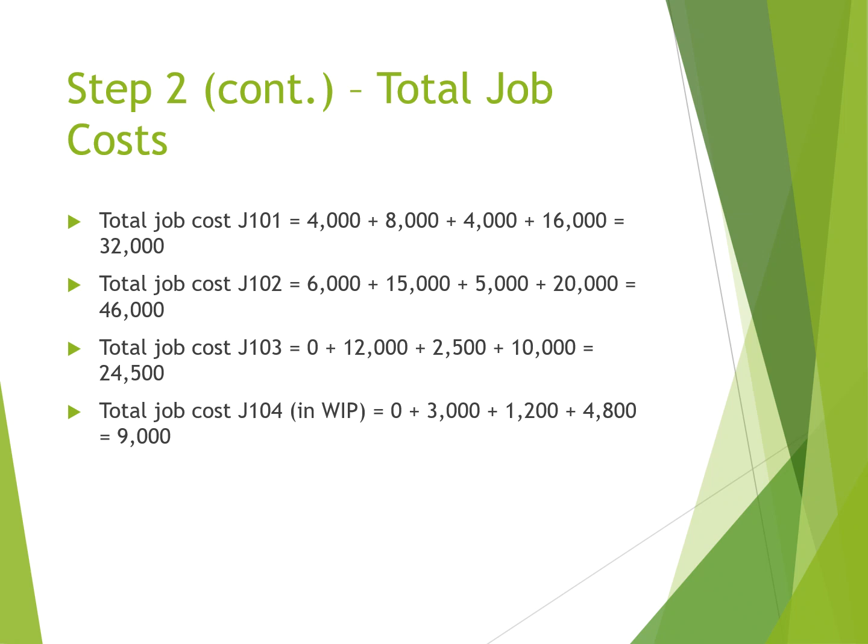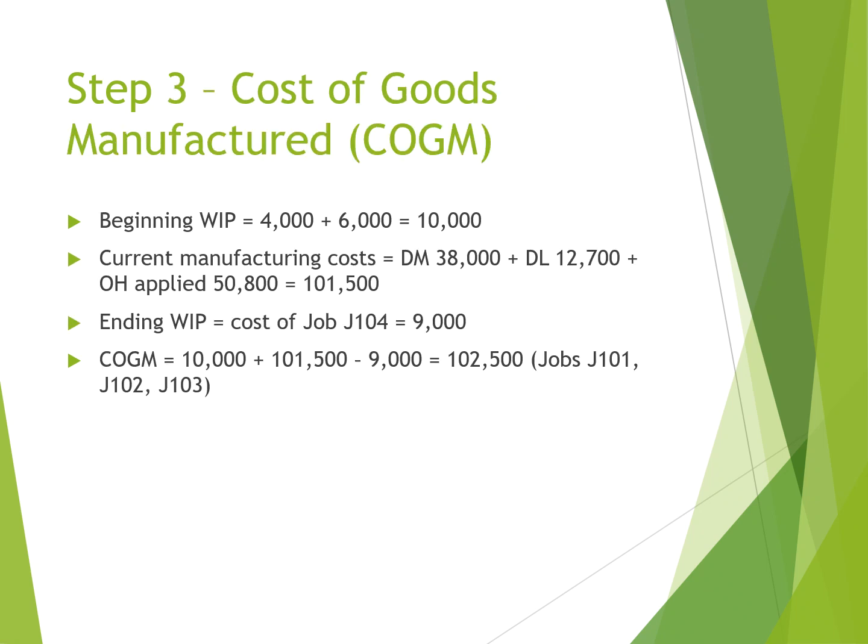J103 has no opening work in process, so it's just 12,000 of materials, 2,500 of labor, and 10,000 of overhead, for a total of 24,500. And our in-process job, J104, has 3,000 of materials, 1,200 of labor, and 4,800 of overhead, for a total cost of $9,000 at month end.